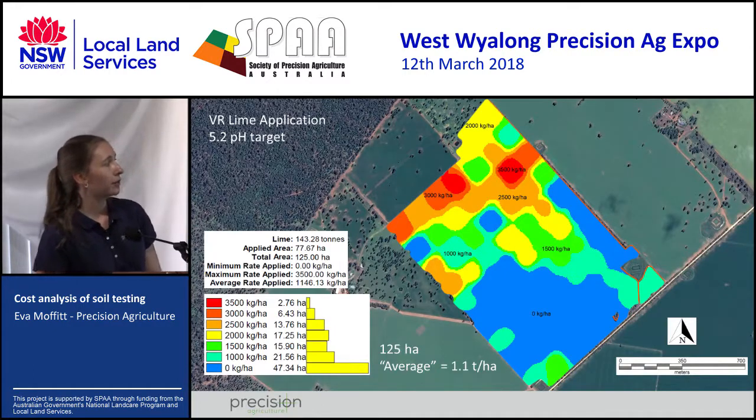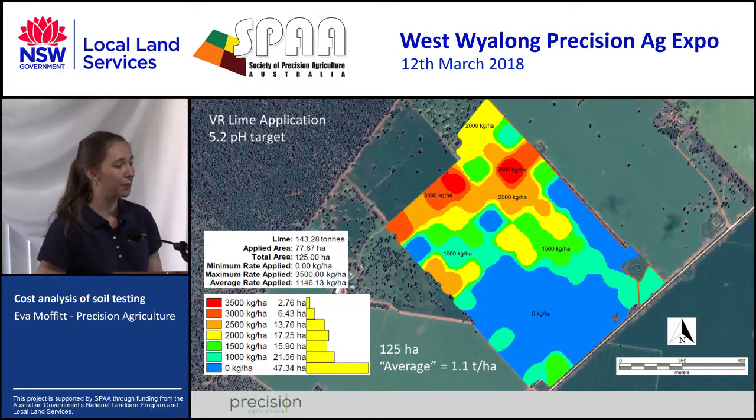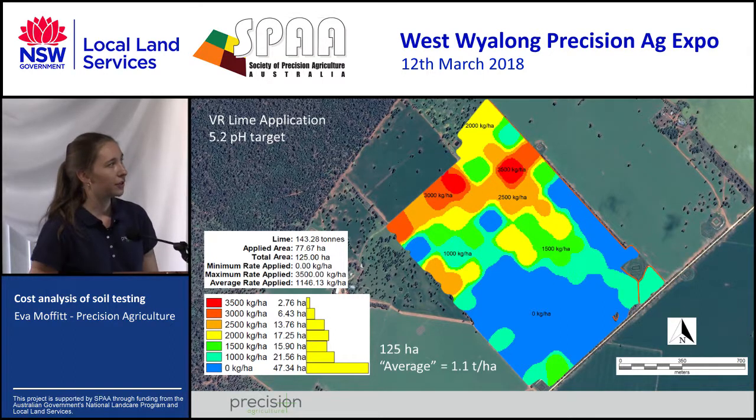Righto, so we get our grid soil map and then we make a VR lime application map from that. In this example, we've got this area down here that was already neutral to alkaline, so we've been able to not apply lime down here, whereas up here where we've got more acid areas, we've put rates of up to 3.5, and 2.5, 3 tonne. So we've used 143 tonnes of lime over 125 hectares, so our average is 1.1 tonnes per hectare.